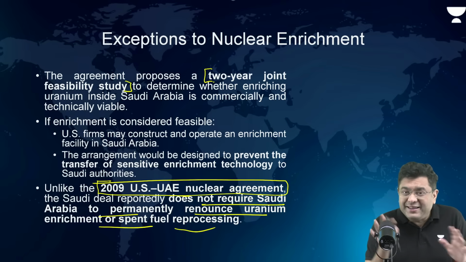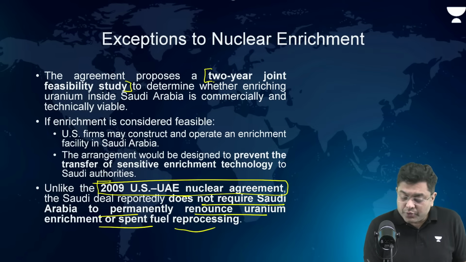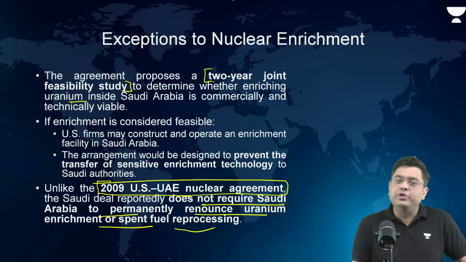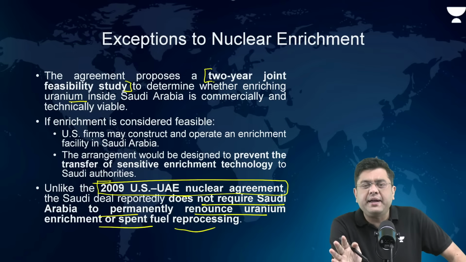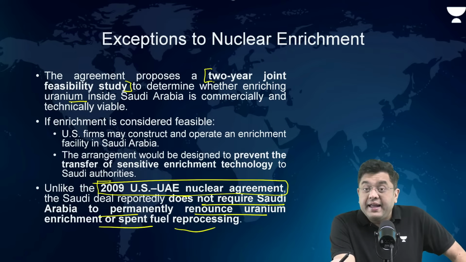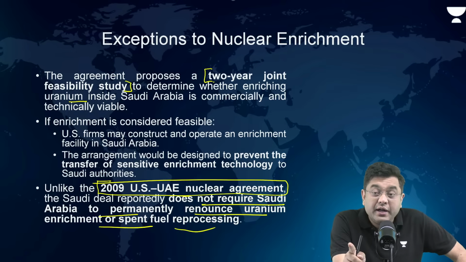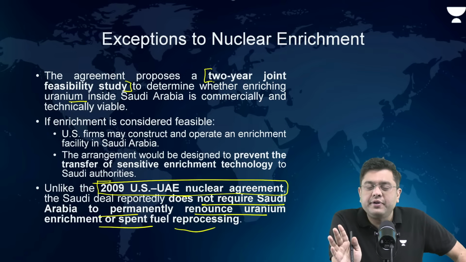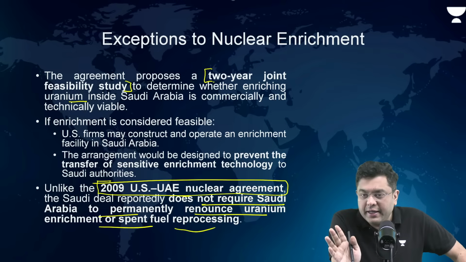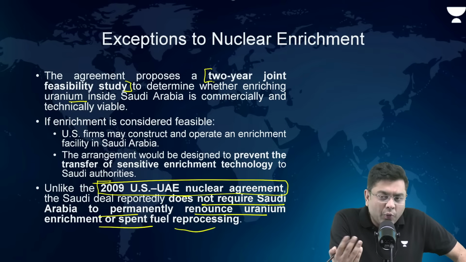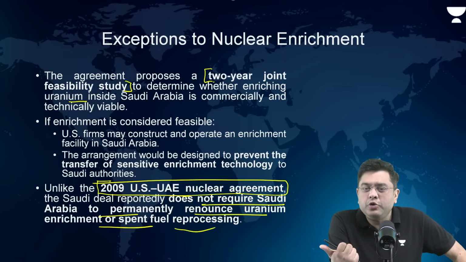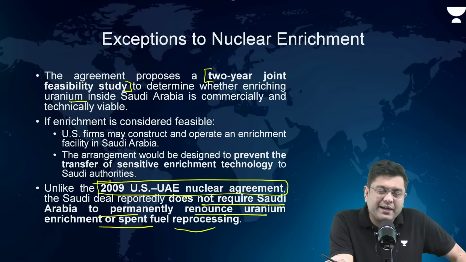will study whether nuclear enrichment inside Saudi Arabia is commercially and economically viable or not. If it is considered feasible and economically viable, in that case the US firms will operate the enrichment facility in the region of Saudi Arabia. Now, why has it been done? To benefit the US firms, first of all, and to prevent the transfer of sensitive tech to the Saudis.